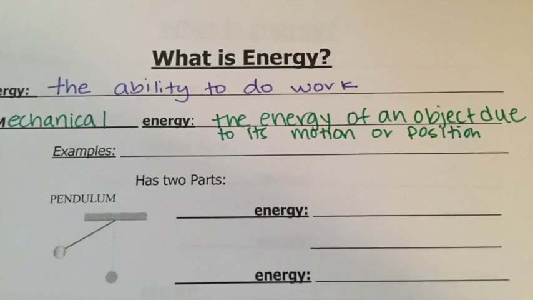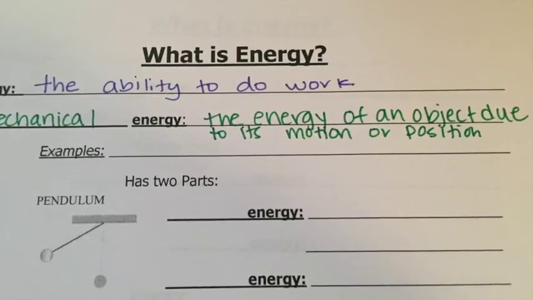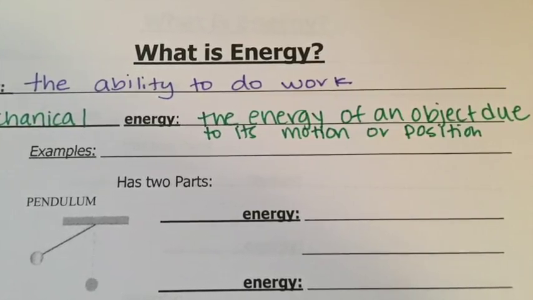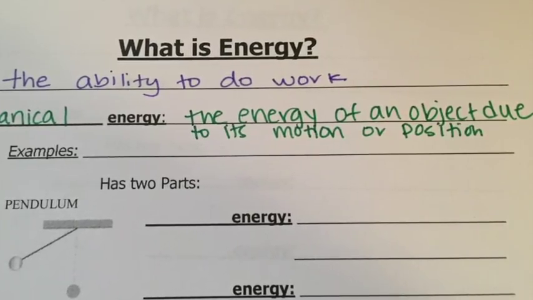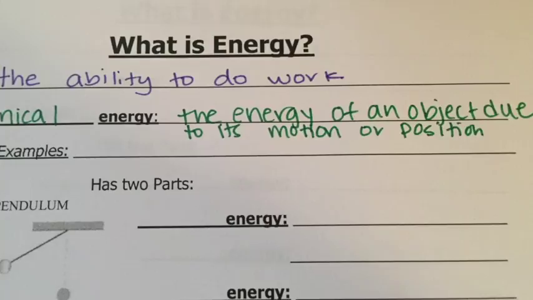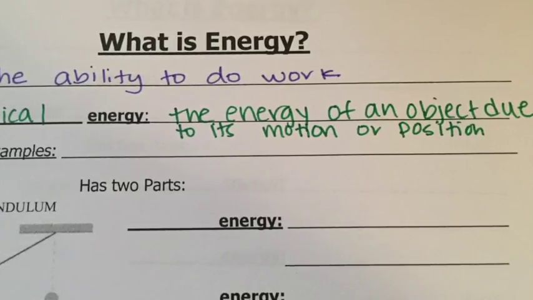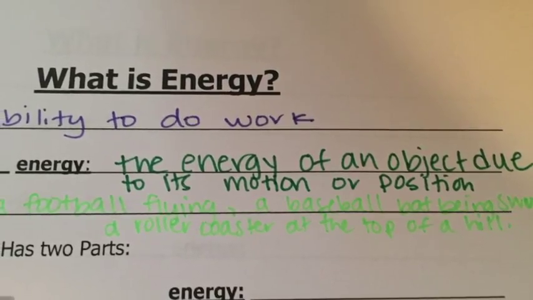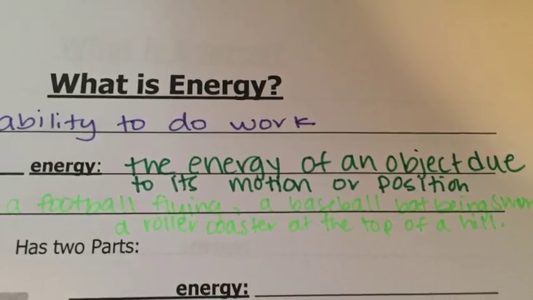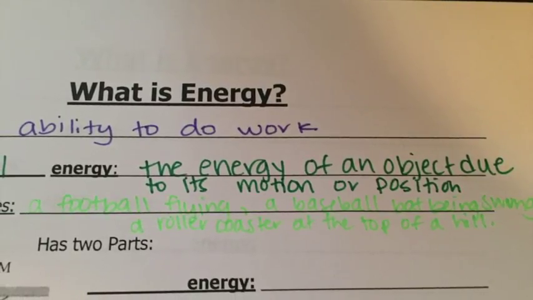The first type of energy is mechanical energy. And mechanical energy has to do with the energy of an object due to its motion or its position. So whether it's moving or if it is in a position to where it could be moving, that has mechanical energy. Some examples of mechanical energy would be a football flying through the air, a baseball bat being swung, a roller coaster sitting at the top of a hill.